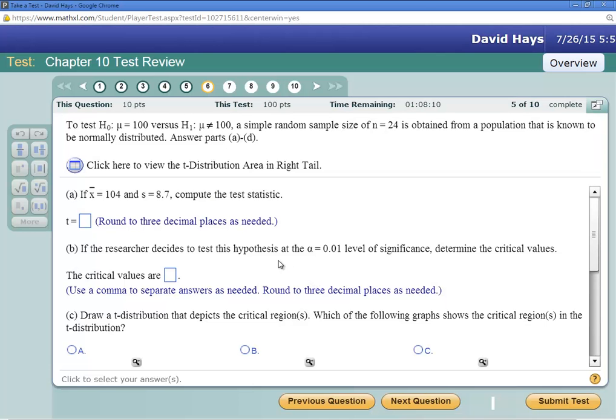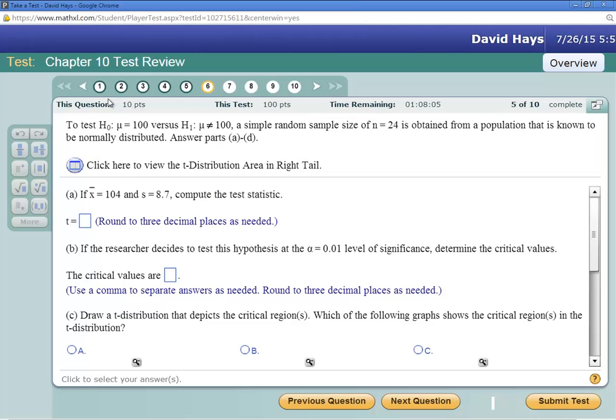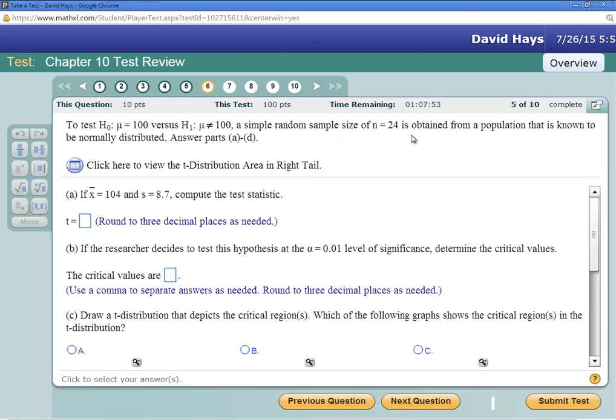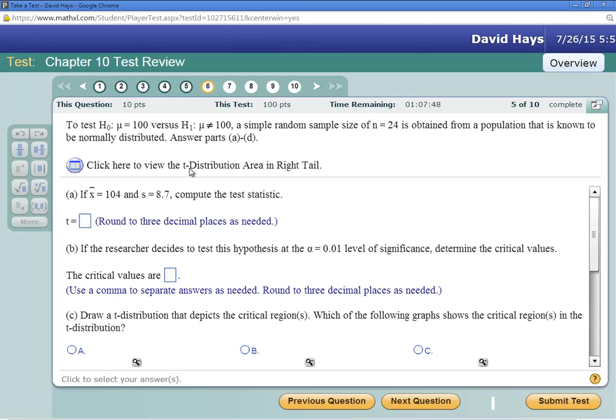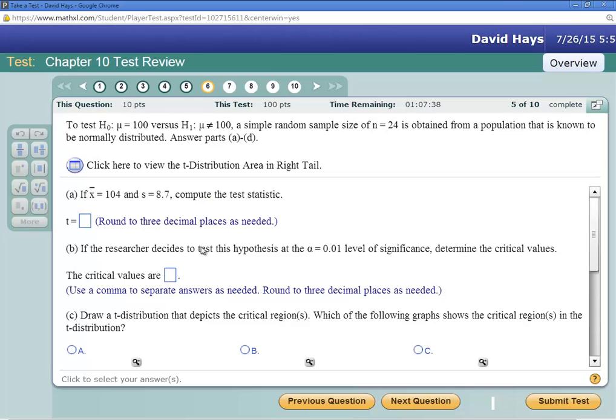Let's see what it says. To test H naught, mu is equal to 100, against H1, mu is not equal to 100. Simple random sample size 24, so n is 24. X bar is 104. S is 8.7. And it wants us to compute the test statistic.